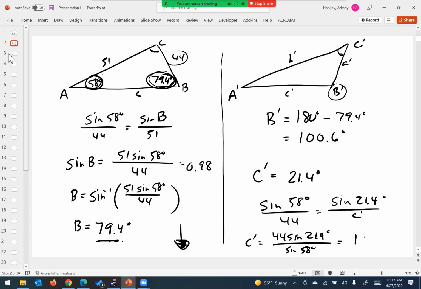18.9. So I'm going to go 19 feet. I got 20. Okay, let's go back to the tent.